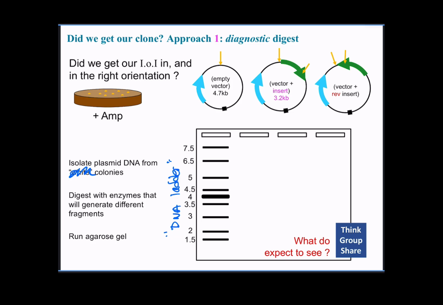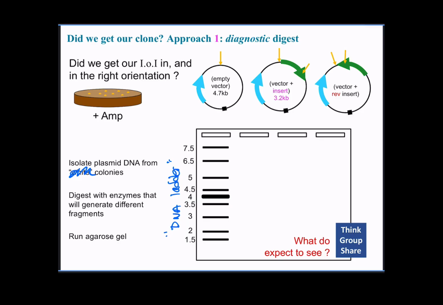Now there's been some conversation. Let's do it together. So let's start with the easy one. Let's say that we picked up a colony that was surviving on that plate because it had been transformed by empty vector. We isolate that plasmid from those colonies. And by the way, that colony has millions of bacteria in it. So when we isolate the plasmid from it, we will have millions of copies of this plasmid.